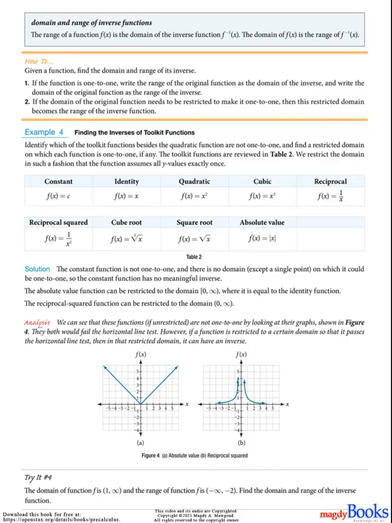Analysis. We can see that these functions, if unrestricted, are not one-to-one by looking at their graphs, shown in Figure 4. They both would fail the horizontal line test. However, if a function is restricted to a certain domain so that it passes the horizontal line test, then in that restricted domain, it can have an inverse. Figure 4. A. Absolute value. B. Reciprocal squared.